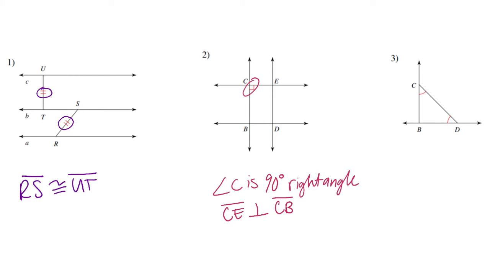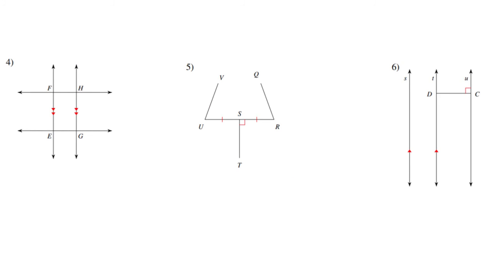All right, number 3, you see we have an angle here and an angle here that are marked congruent. So we can say that angle C is congruent to angle D because they are marked with the little swoop marks. All right, on number 4, we see that we have these arrows written here. So remember, those arrows mean that it's parallel. So we can say that line FE is parallel to line HG.